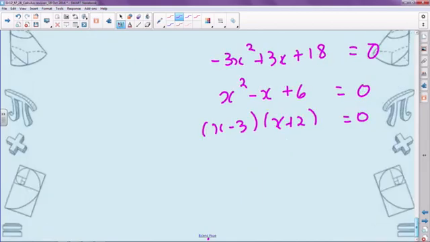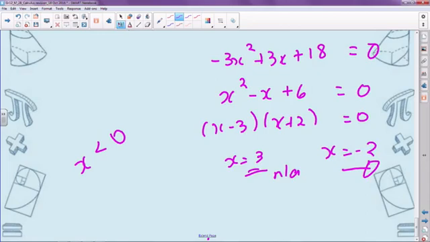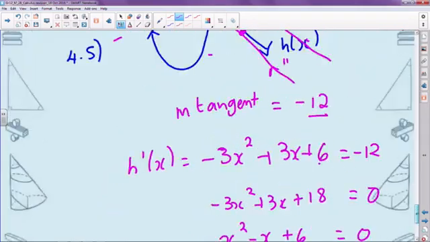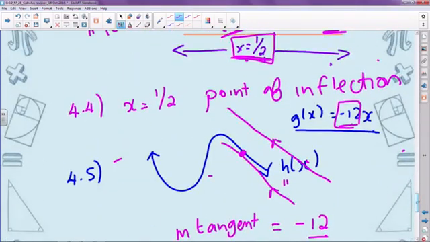And remember, the question said that the value for x is negative. So therefore, you're going to get x is equal to 3, which is not applicable. And x is equal to negative 2 is the one that we are interested in. So x is equal to negative 2 only will be the value that this tangent line is parallel to the line G of x at that point when x is equal to negative 2.